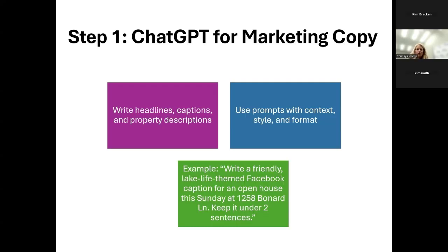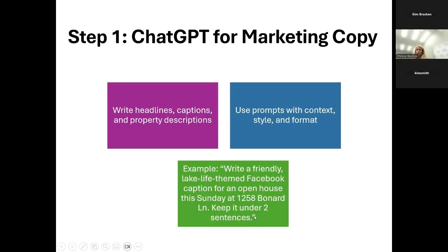So for the first step, ChatGPT for marketing copy, we're going to write headlines, captions, and property descriptions in ChatGPT. I'm just going to do some of these things to show you, in the 30 minutes we have. Then we'll do prompts with context, style, and format. So in this little training guide, here's an example: write a friendly Lake Life themed Facebook caption for an open house this Sunday at 1258 Bernard Lane. Keep it under 2 sentences.